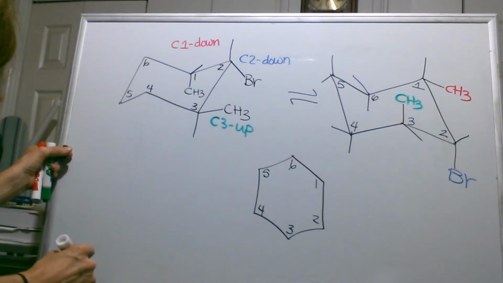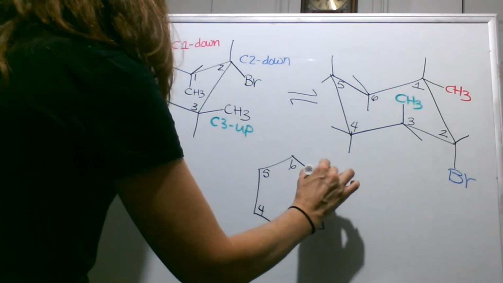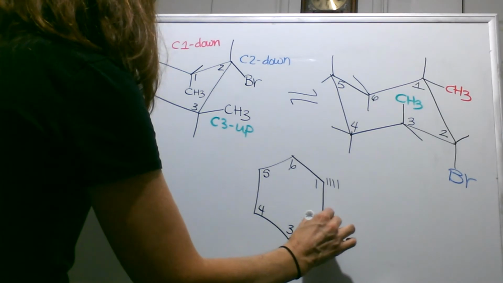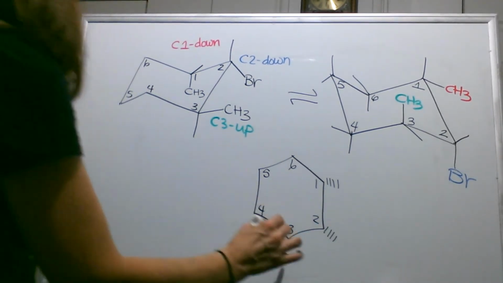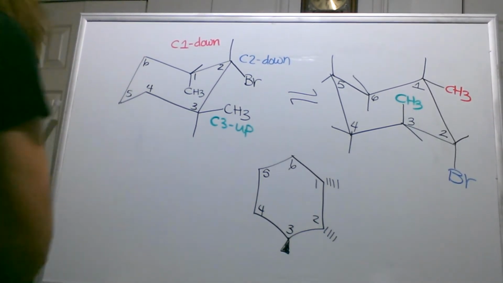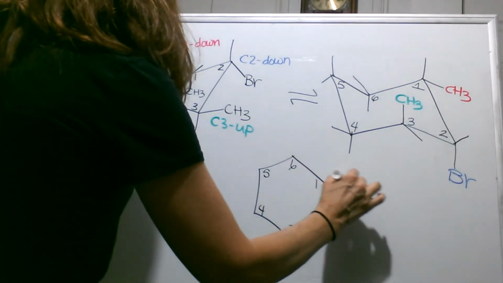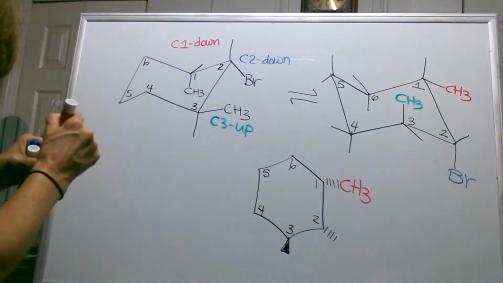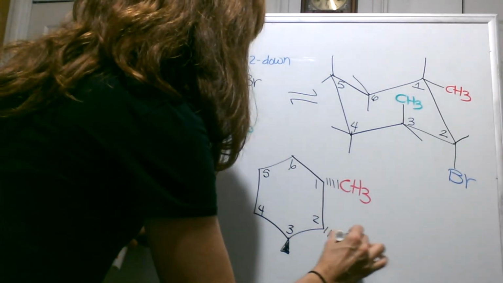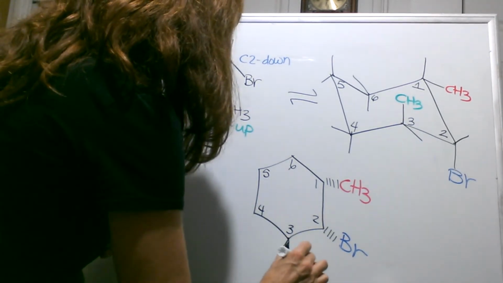And here we just have to pay attention to whether the substituents are up or down. On carbon 1, the substituent is facing down. On carbon 2, also facing down. And on carbon 3, facing up. So for carbon 3, we write the wedge. And then we just write the substituents on the proper carbons. So on C1, we have a methyl pointing down. On carbon 2, we have a bromine pointing down. And on carbon 3, we have a methyl pointing up.